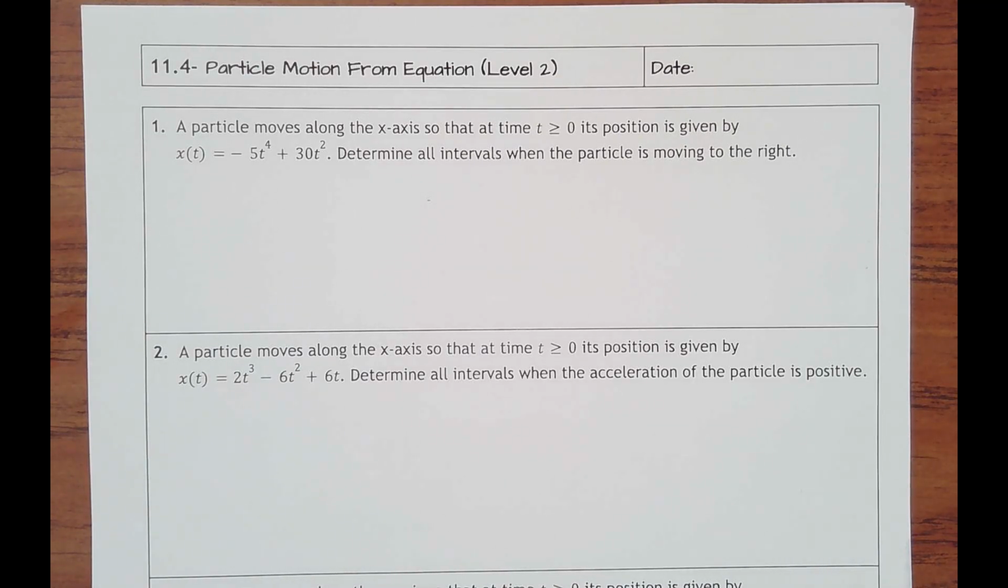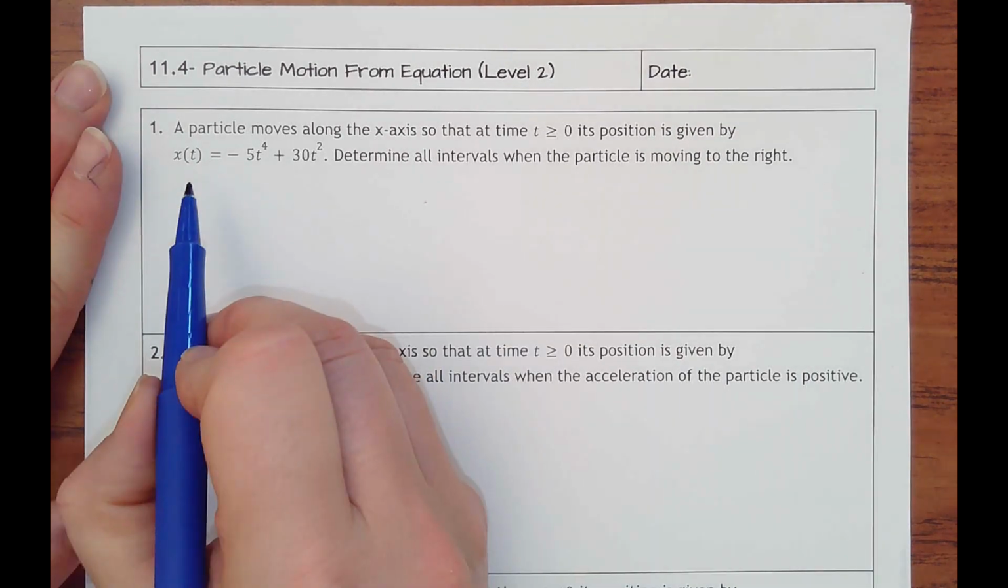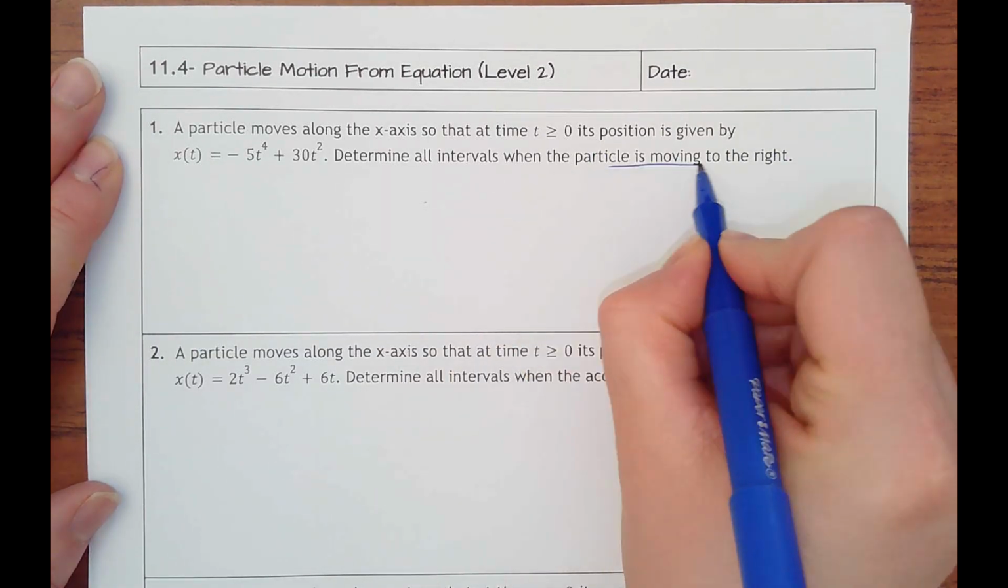11.4, particle motion from an equation. This is level 2. Number 1, we've got this particle moving along an x-axis. Didn't know so many particles moved along an axis, did you? So that time is greater than or equal to 0, and we're given its position function. Determine intervals when the particle is moving to the right.